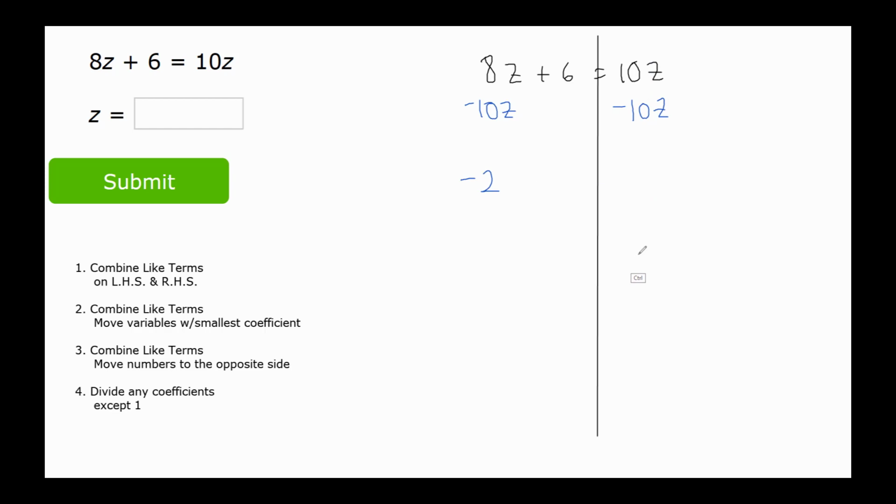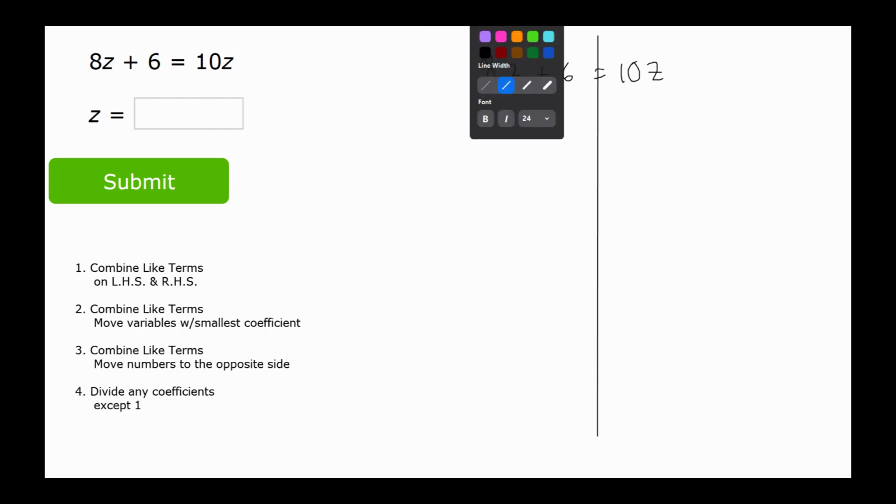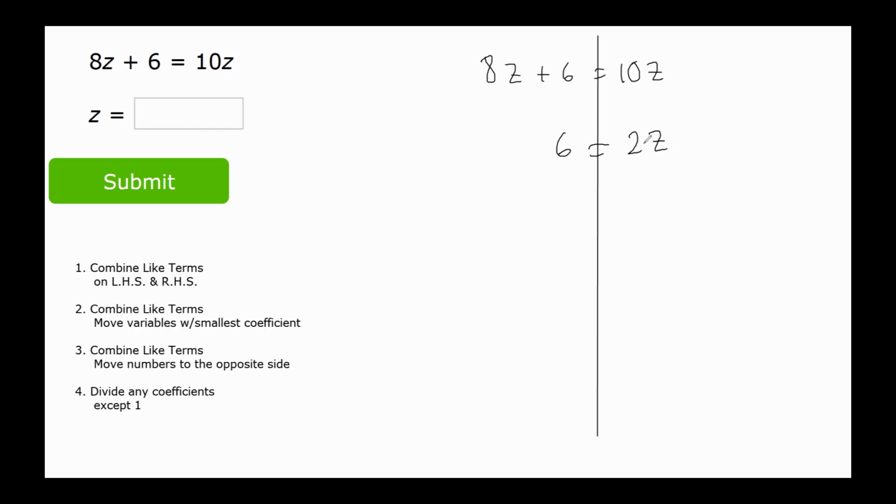All right, let me go back to the beginning. So for this problem, since the coefficient on the left side is smaller, you actually should move that. So we're going to subtract 8z, subtract 8z. Now, this is me showing the work. If you want to just do mental math on this step and just show the result, then I would write 6. I'll be mindful that I am subtracting 8z from both sides. So I would say 6 equals 2z.